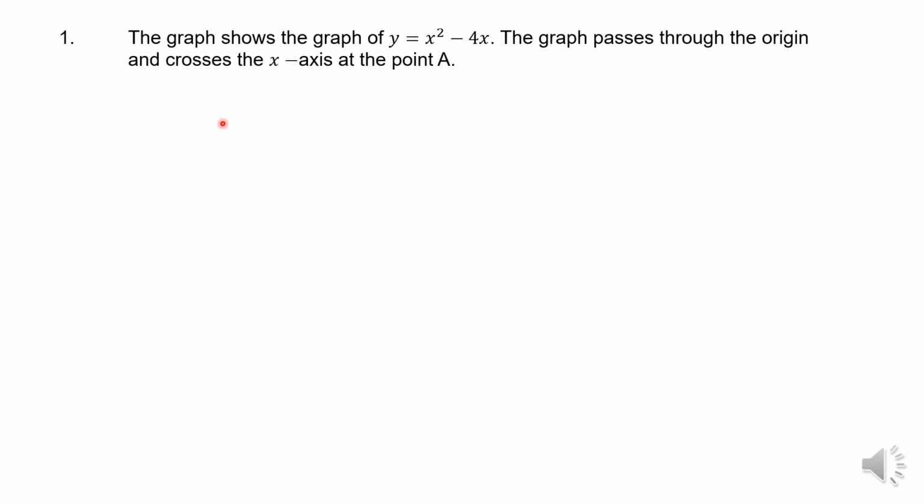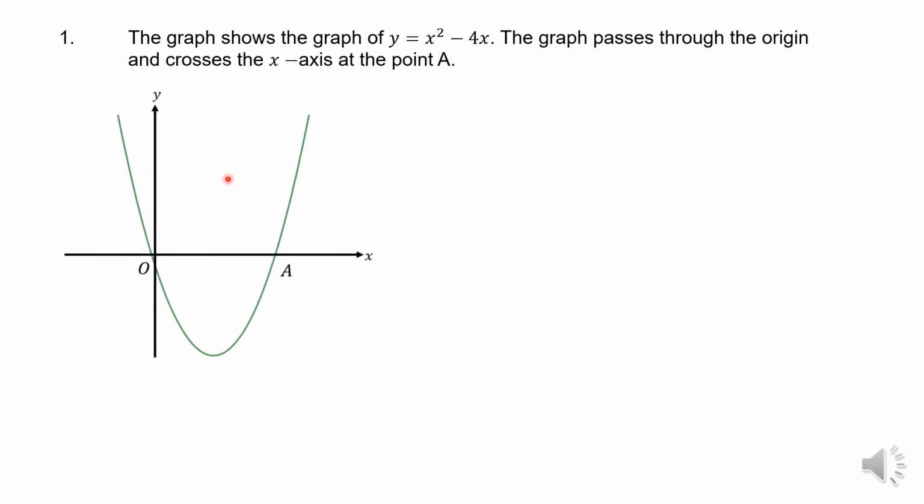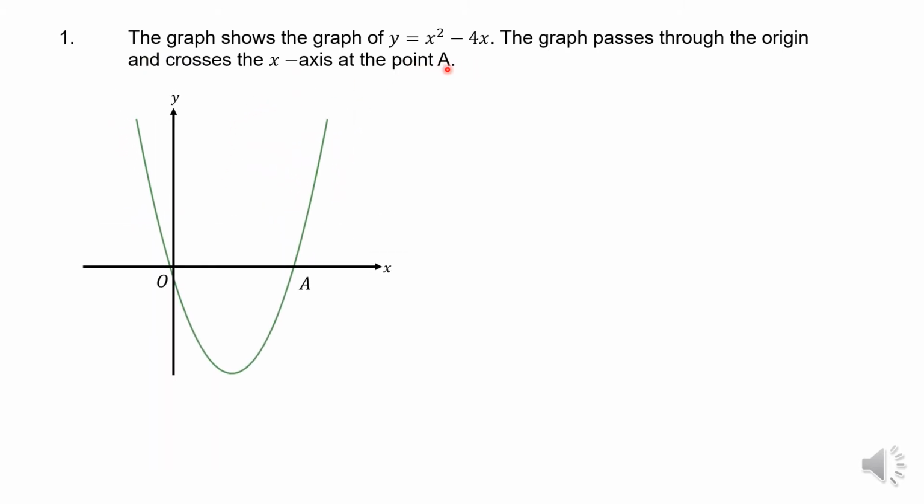Let me just go directly to a question. This question says that this particular graph shows the graph of y equals x squared minus 4x. You can see that the graph passes through the origin, and it crosses the x-axis at point A. The first question is to find the coordinates of point A.